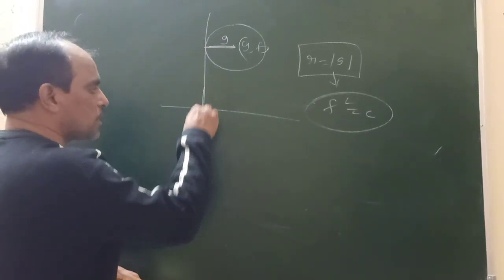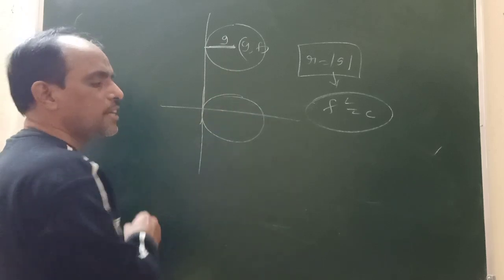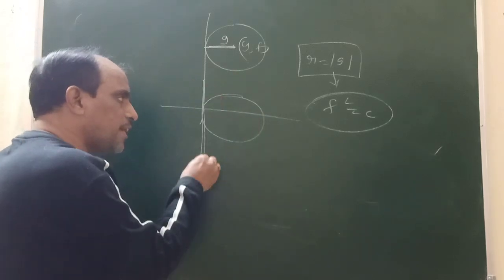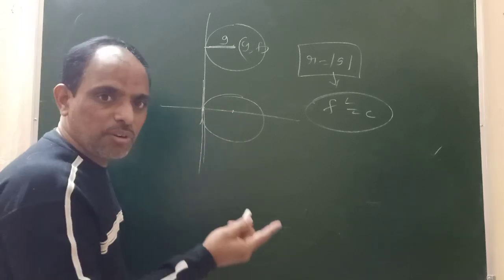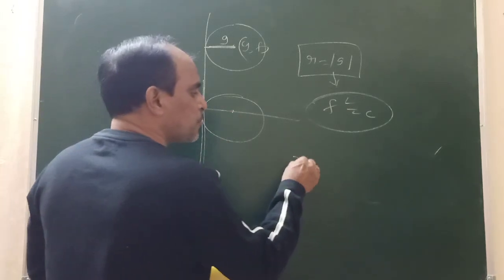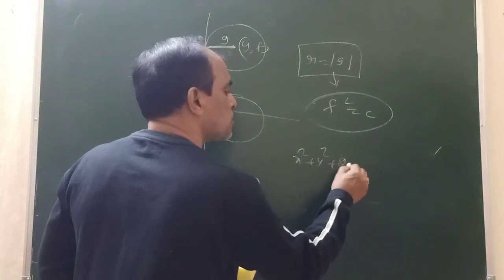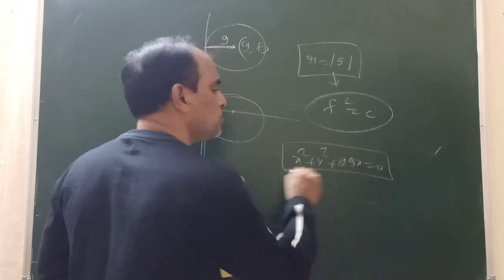Let us suppose the circle here only. That means the circle touches the y-axis at the origin. Then the center will be on the x-axis. Then the equation is x square plus y square plus 2gx is equal to 0.